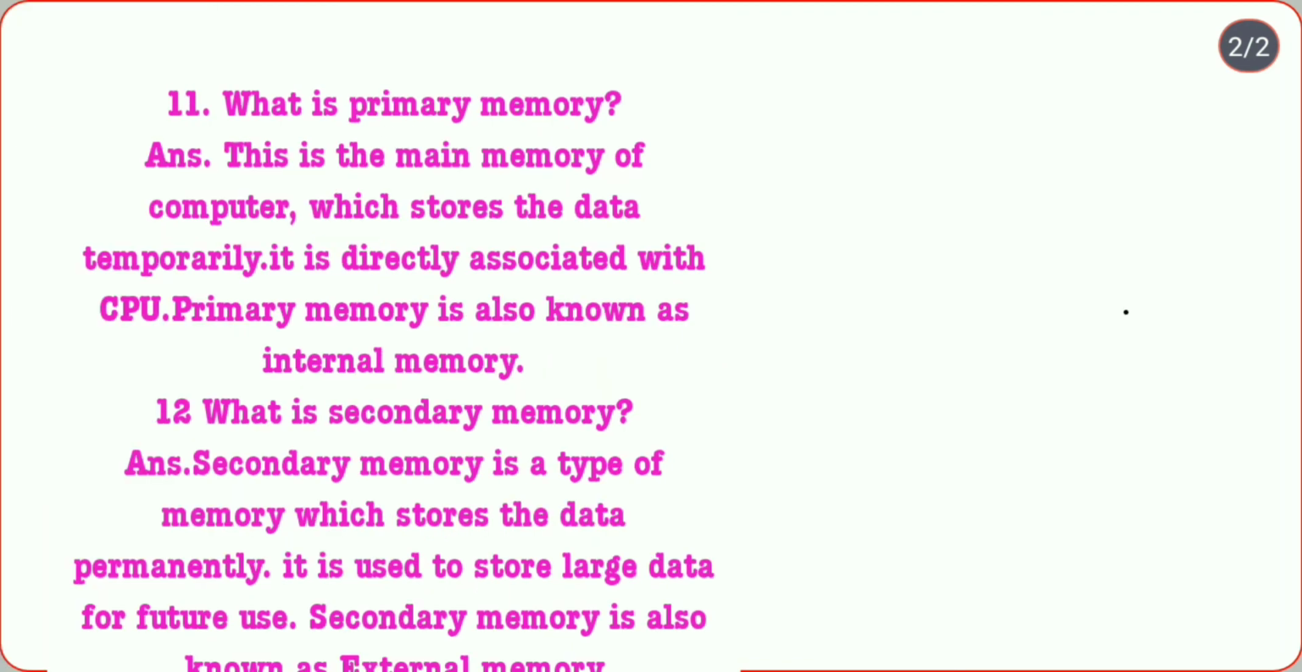What is primary memory? This is the main memory of the computer which stores the data temporarily. It is directly associated with the CPU. Primary memory is also known as internal memory.